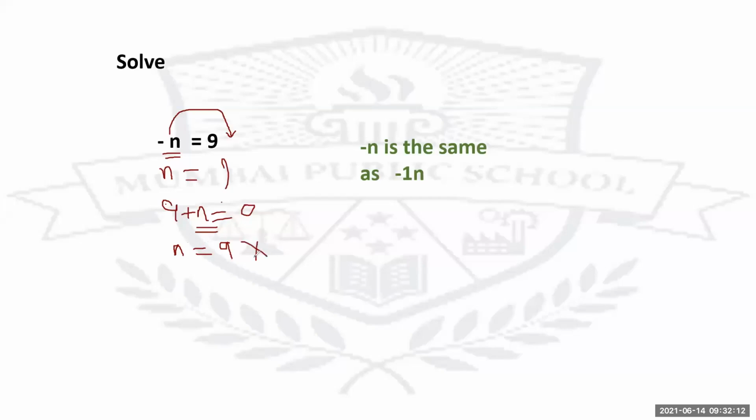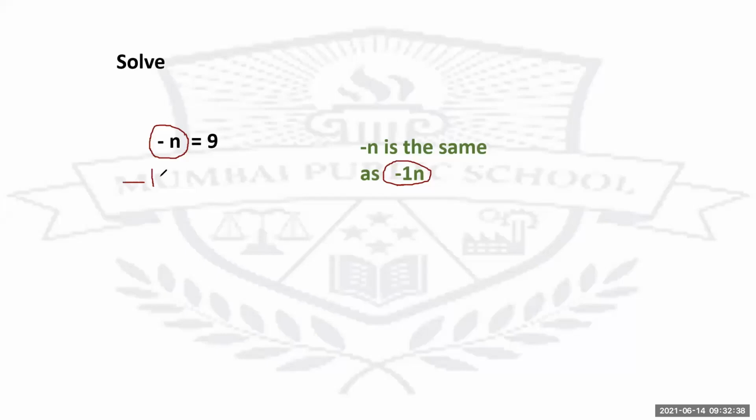Okay, it's not 9. I'll explain what happens here. Don't get confused. Check. Now this question looks very simple. Minus n equals 9. Your variable is negative and you always find the value of a positive variable. Understand? So minus n is the same as minus 1n, because if there is no coefficient given, you can consider it as 1. So minus n can be taken as minus 1n equals 9.